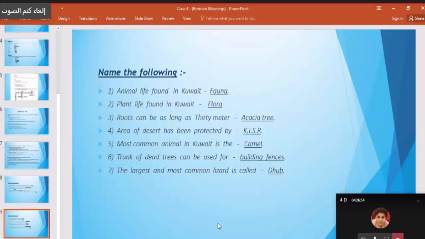Teacher, can I go to the toilet? Yes, my dear. Some people eat the dhab. Have you seen them eating? Do you know about them? Can I go to the toilet? Okay, my dear.